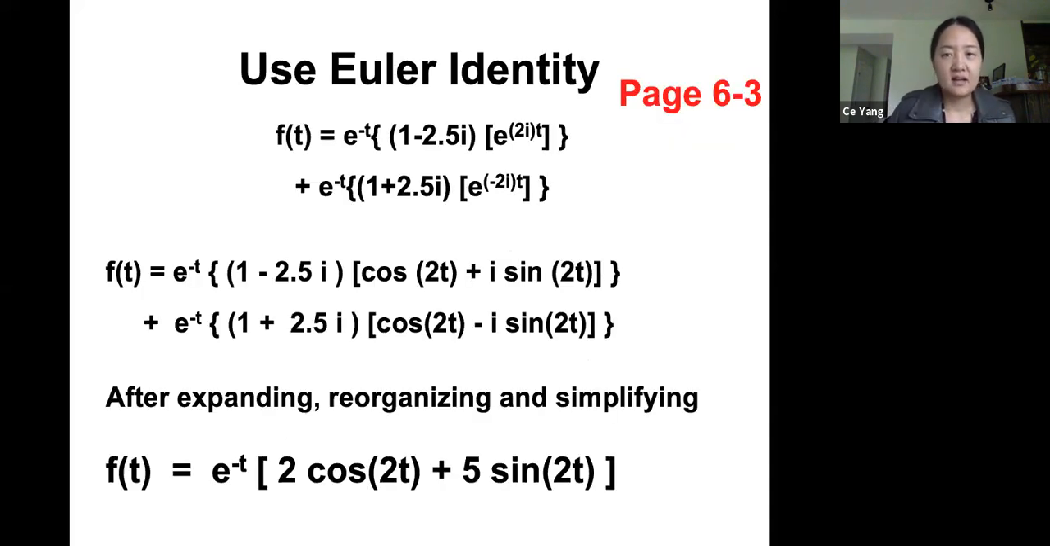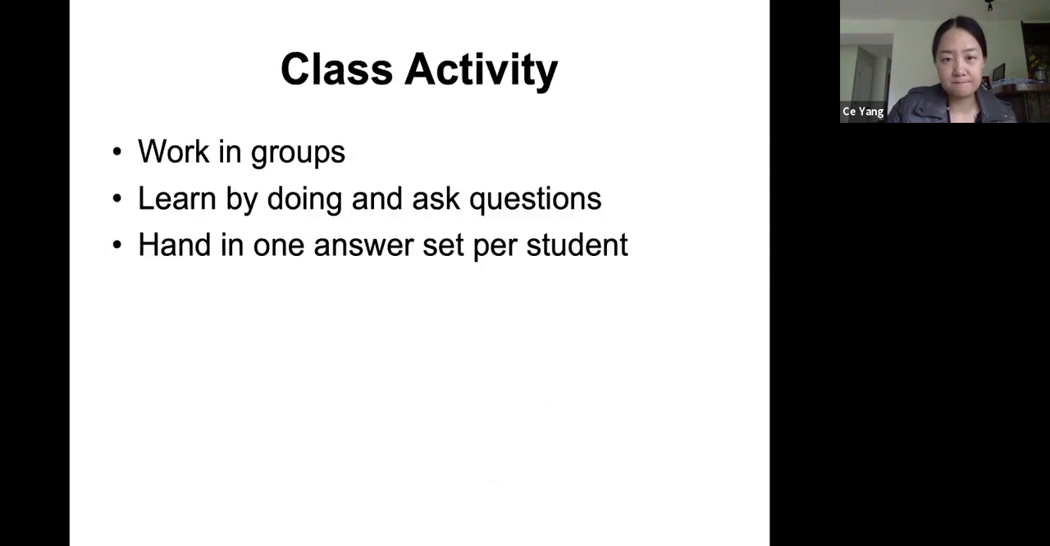And we can go on and write the e to the power 2it and e to the power -2it in the cosine and sine form, which is called the Euler identity. In the end, after we expand the e power terms into sine and cosine form, we get the final solution of f(t), which is e to the power -t times (2 times cosine 2t plus 5 times sine 2t). And the example is shown on page 6.3.